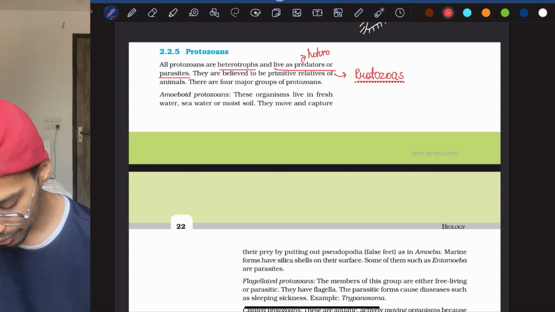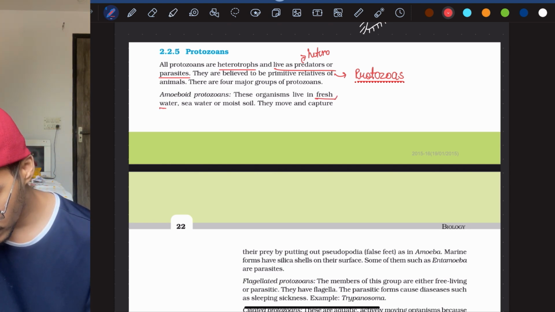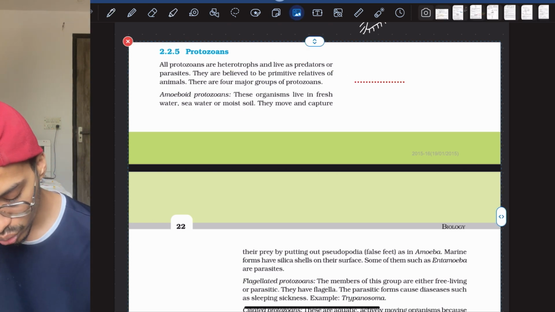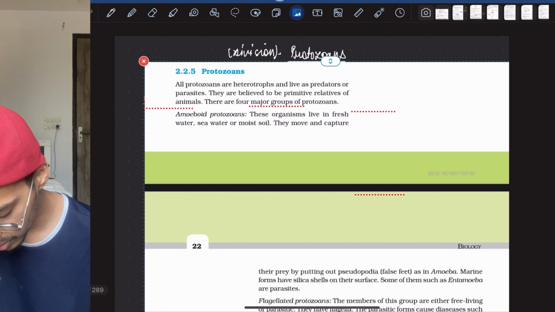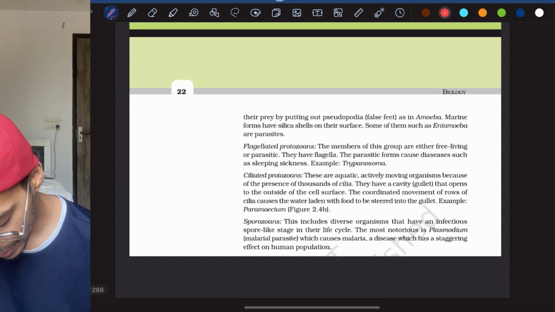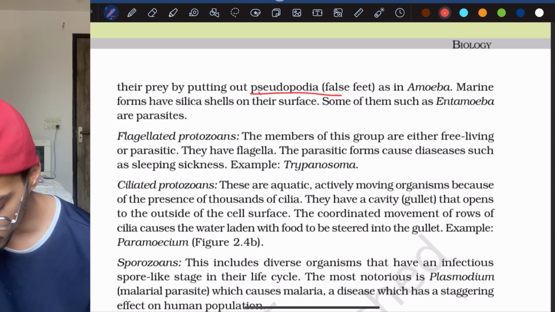Then amoeboid protozoans. They live in fresh water, seawater and moist soil. They move and capture their prey with the help of pseudopodia. You might have already studied about this pseudopodia. So they have false feet, pseudopodia, like amoeba. So amoeba is one such example.